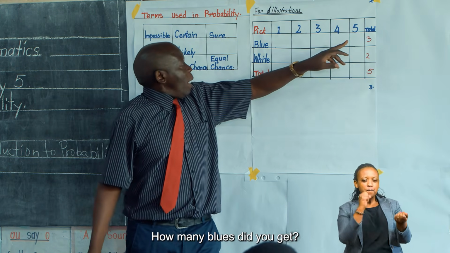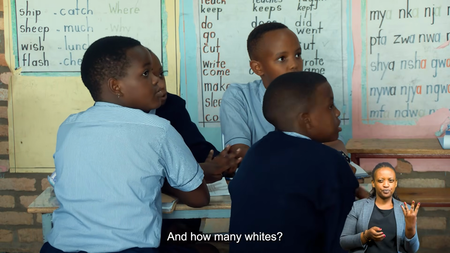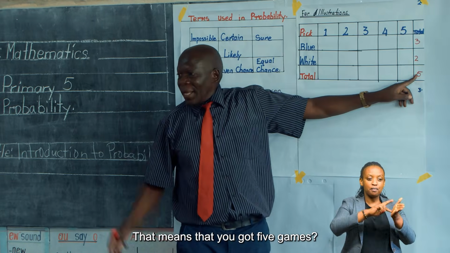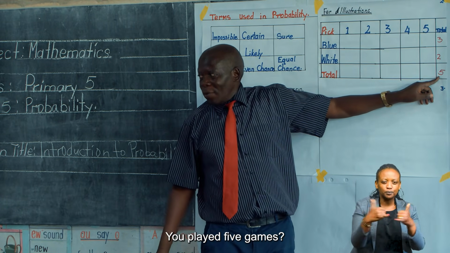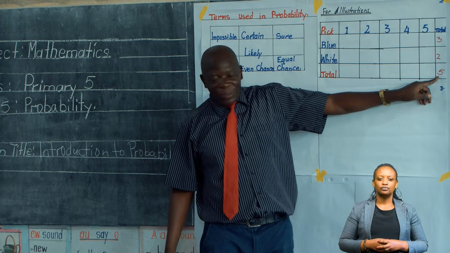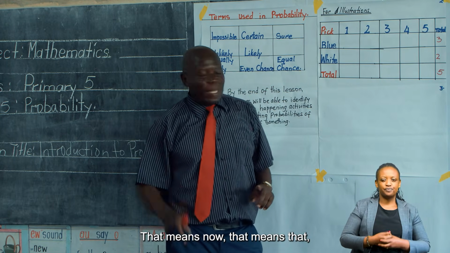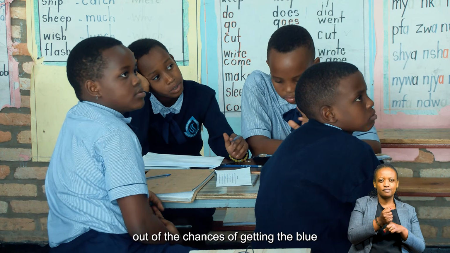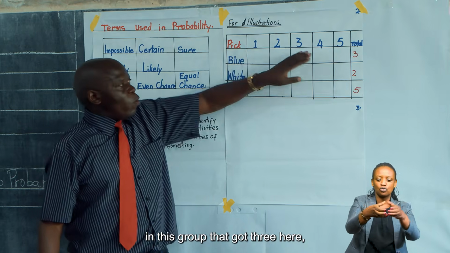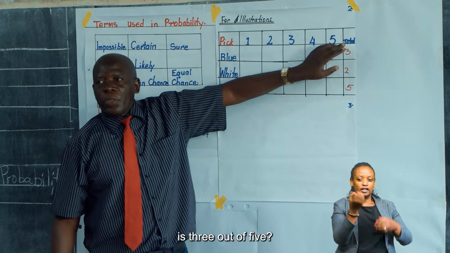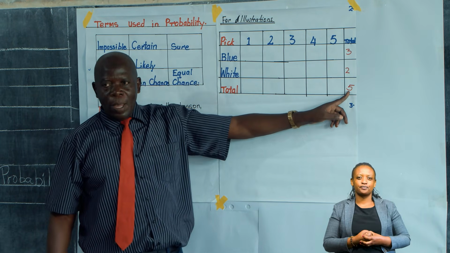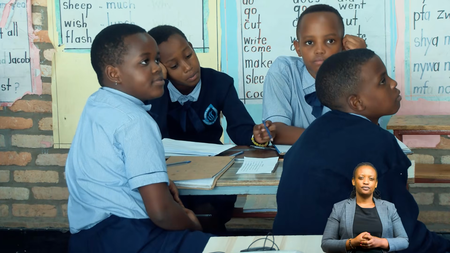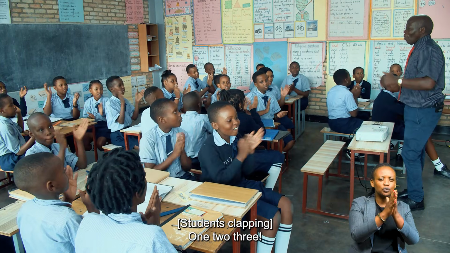How many blues did you get? 4. And how many white? 1. So the total is 5. That means that you played 5 games. Out of the chances of getting the blue in this group that got 3, it is 3 out of 5. And the chance of getting white is 2 out of 5. Factorial 3, 1, 2, 3, go.